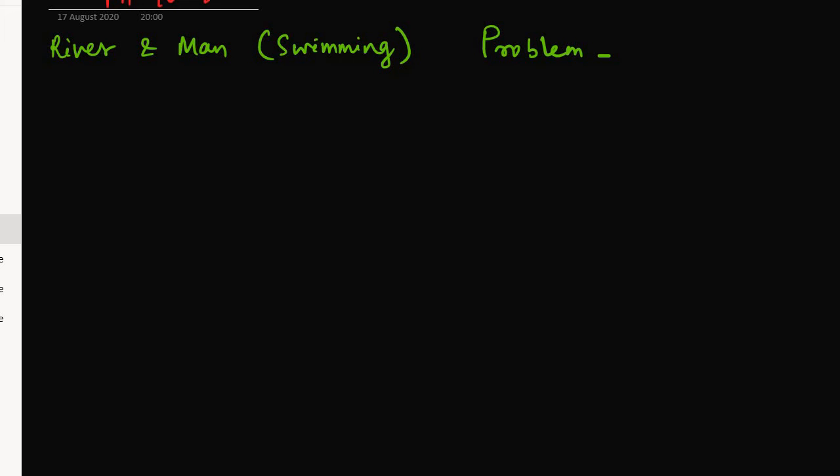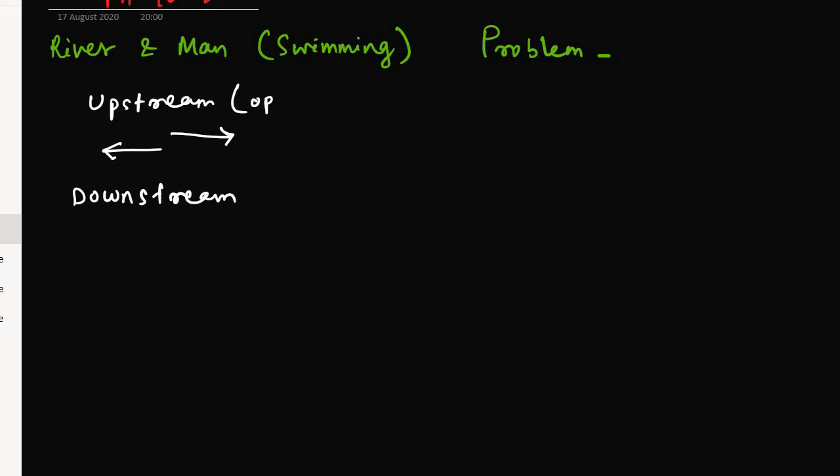Now, what do you mean by upstream? Upstream means it is always adverse. If the river is going in this direction, you are going in the opposite direction, then it is called upstream. And if you are going with the flow, then it is called downstream. So upstream and downstream you must understand in context with the river or swimming problem. Upstream means it is in opposite direction to the river flow. Downstream means you are in the direction of flow of river.